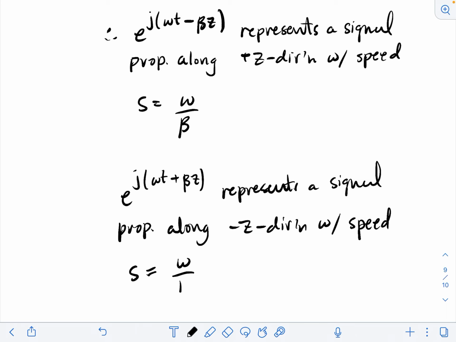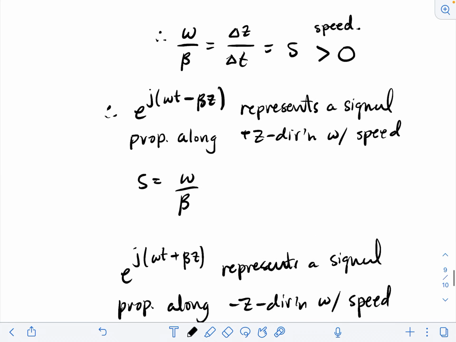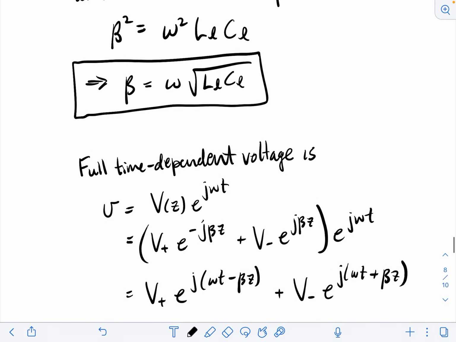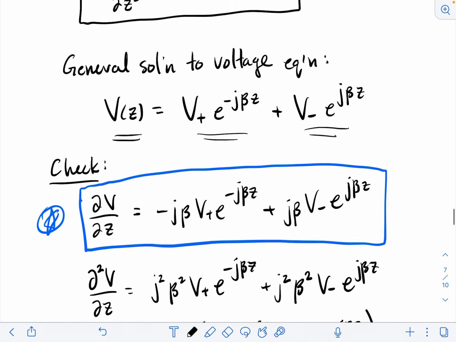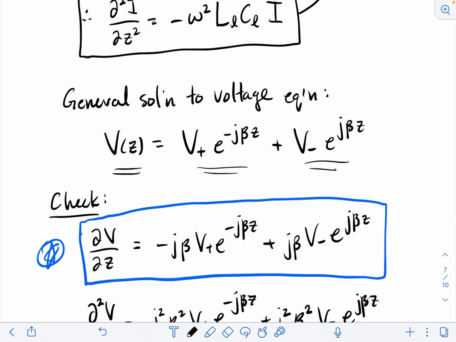Good. So I think if we go back here and look at our solution, we picked these coefficients V plus, multiplying the e to the minus j beta z. And so the V plus indicates that this corresponds to signals propagating in the positive z direction. And the V minus indicates that the e to the j beta z, with the positive sign in the exponential, corresponds to a signal propagating in the negative z direction.